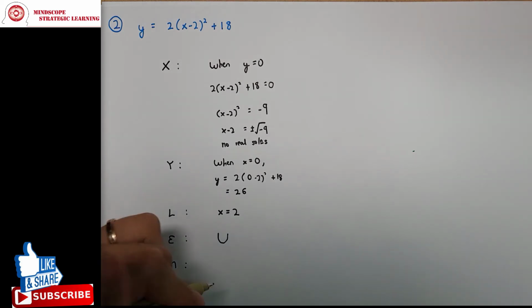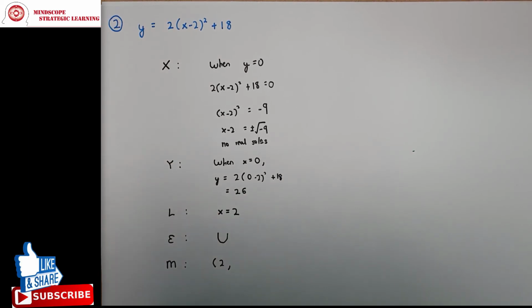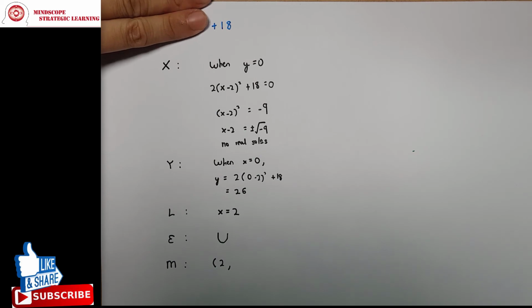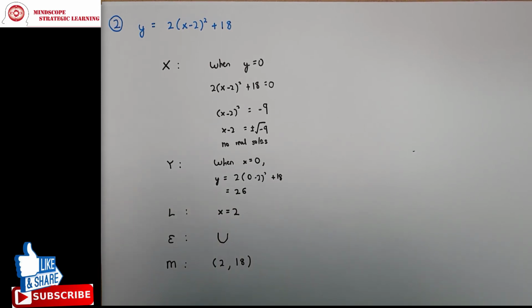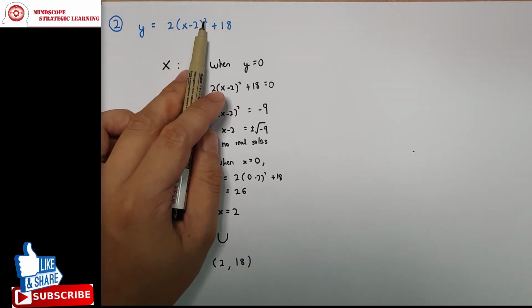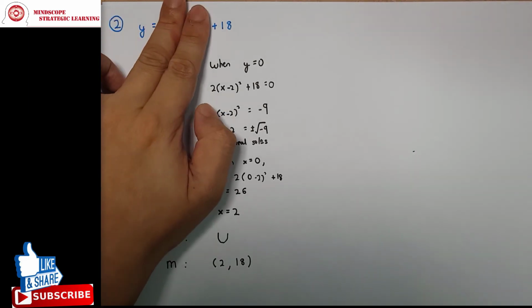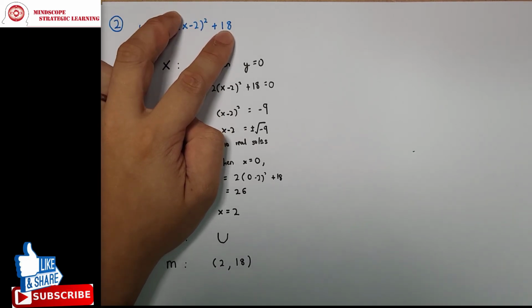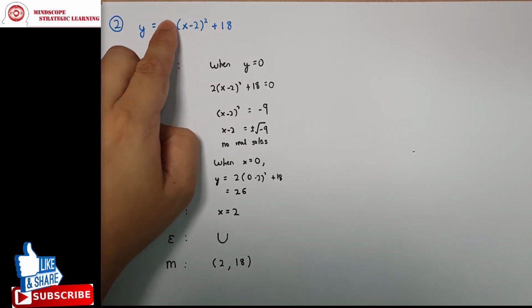So the minimum point here will be simply the x value that will make this 0, that will be 2, and the remaining y value. So when this is 0, then the remaining y value is positive 18. That will be the minimum value. Now, you may think, why is that going to be the minimum value? Because this is a positive square. Anything squared is going to be positive. So the lowest you can go is simply when this is 0, so that will be 18. There's no way you can go lower, because this is going to be positive no matter what.